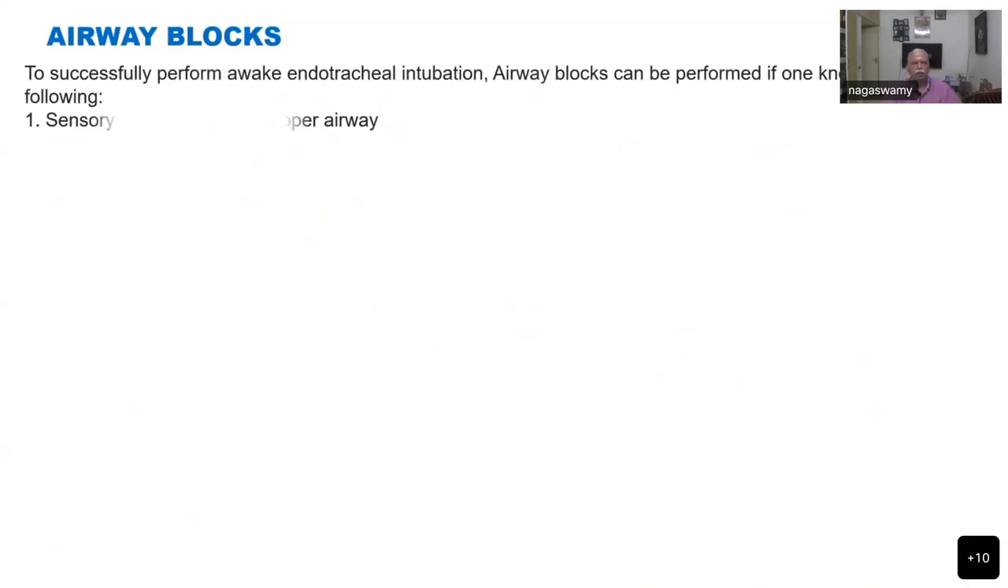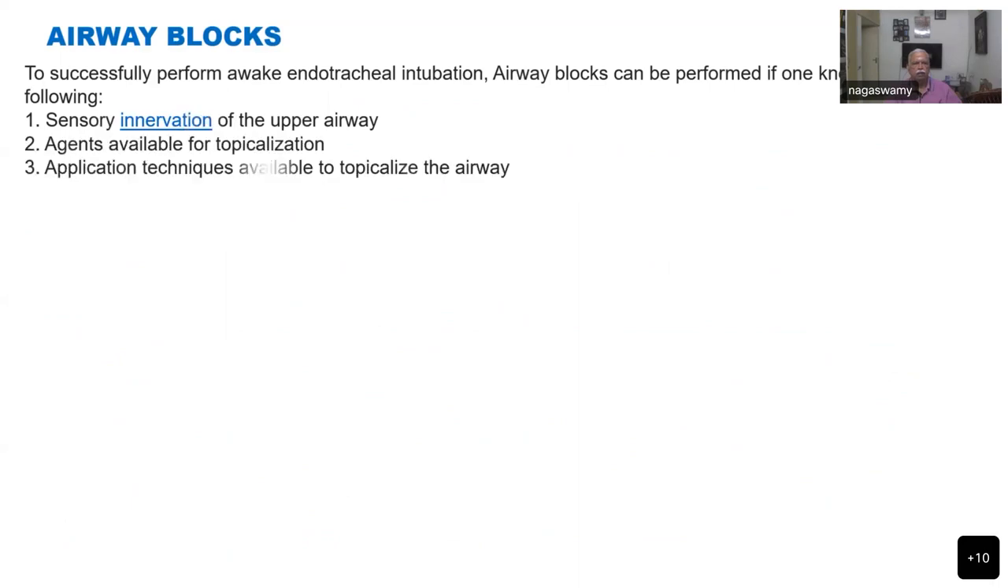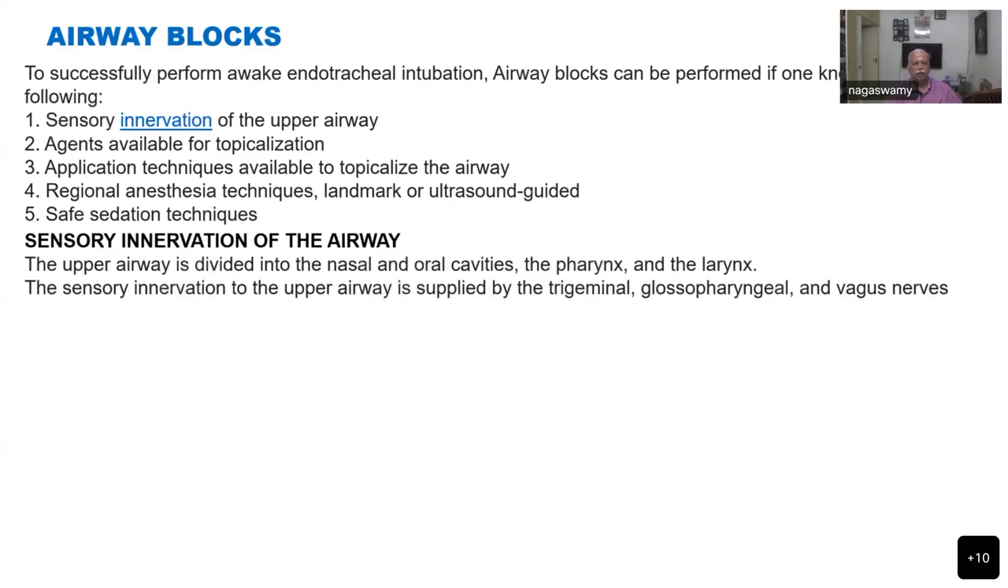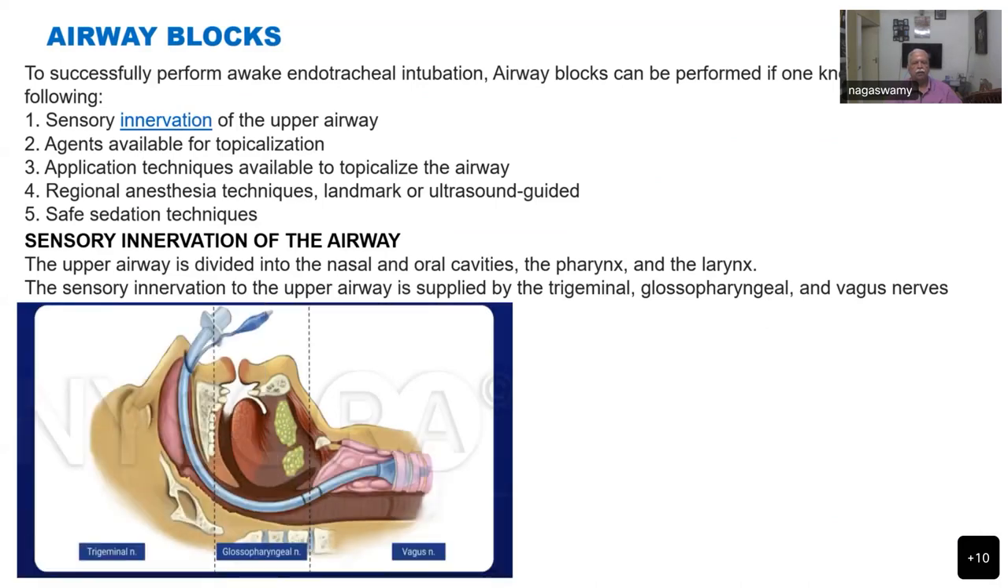So continuing with the airway block, you must know the innervation, which you have already done. The second thing is what agent you have to use for topicalization, the application technique, how you topicalize, and any regional technique, either by landmark or ultrasound guided, that you can do, and any sedation you have to give. So sensory innervation, of course, we have seen all that, and Praveen has also beautifully explained all that.